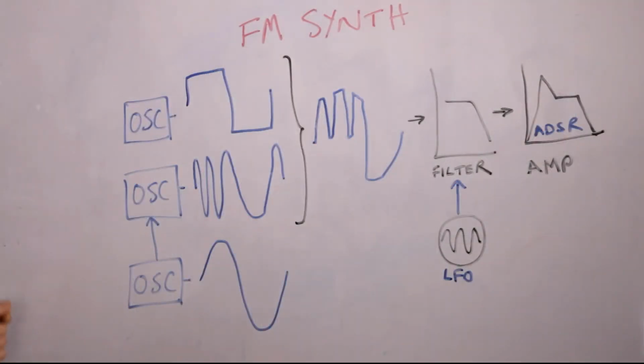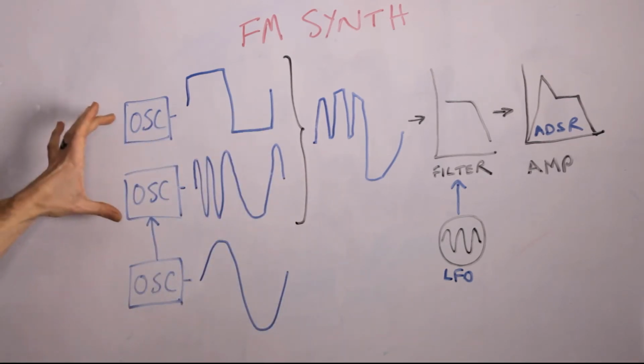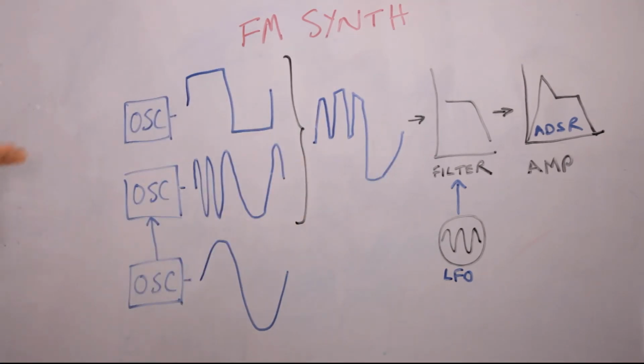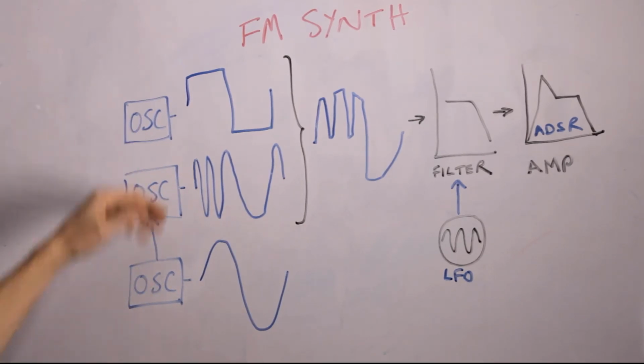The other main types of synthesis, like FM or frequency modulation, still have the same basic structure, with oscillators going into filters going into amplifiers. But instead of the oscillators just producing waveforms on their own, they can also be used to modulate one another to produce really interesting and distinctive sounding waveforms.